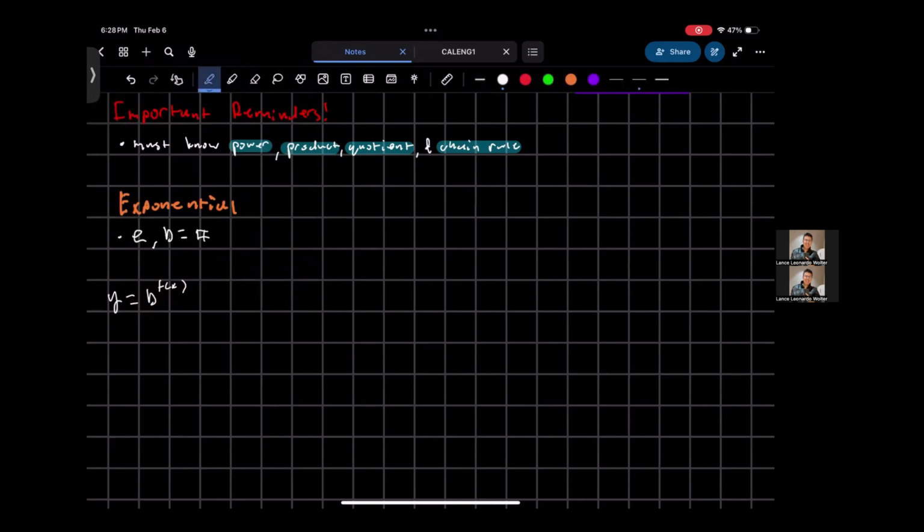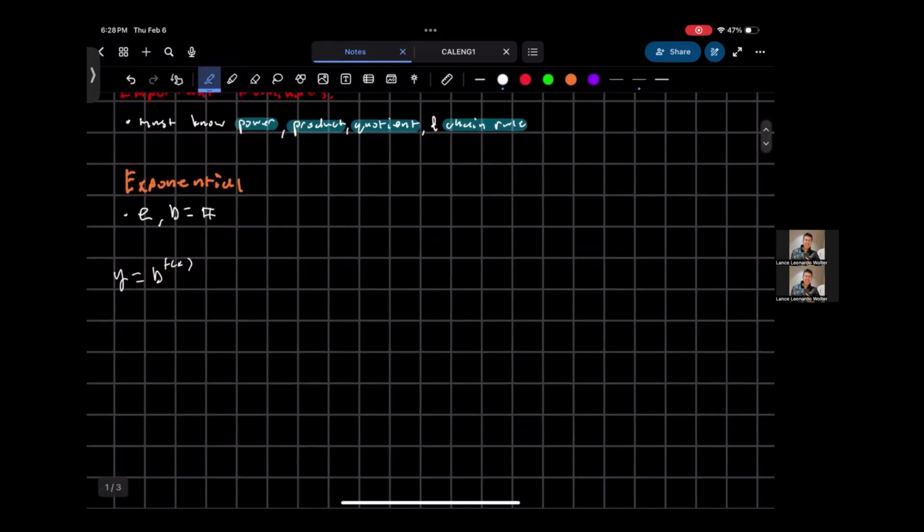To get the derivative of something like this, y prime is equal to the derivative of the exponent, then we copy our original function, and then we multiply it by ln of the base, which is just the base here.